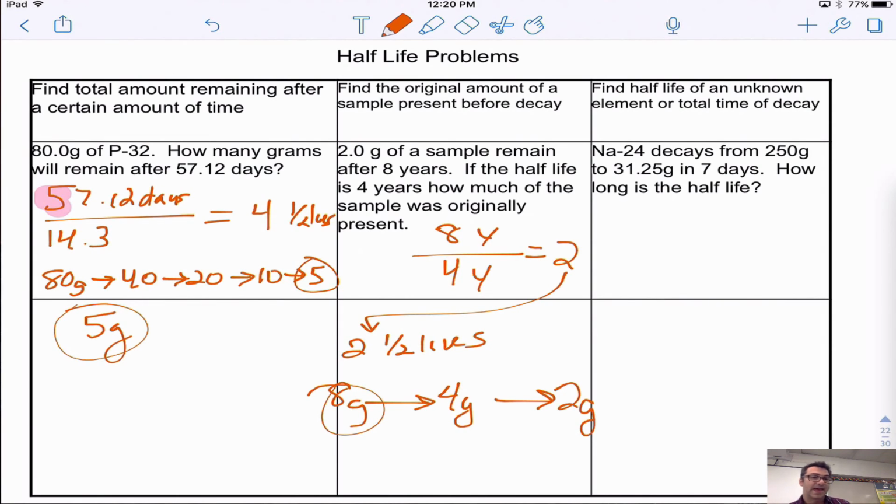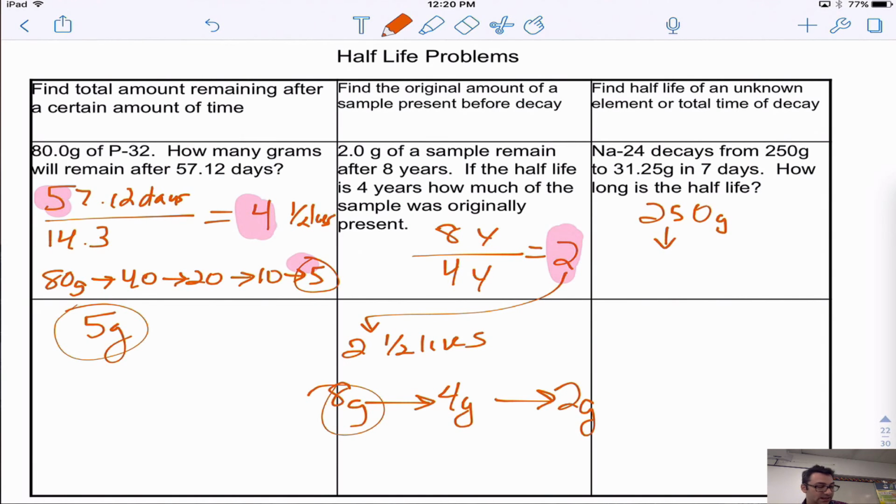So you can see that if I know the number of half-lives, which is really the most important factor here, I can find out how many arrows to draw and how much is remaining. Let's take an element like here. I'll do this last problem with you. So they tell you that Na24 decays from 250 to 31.25. So 250, that's the amount.